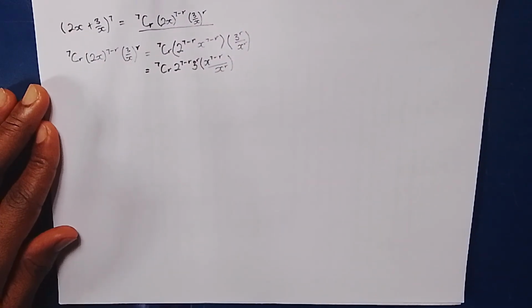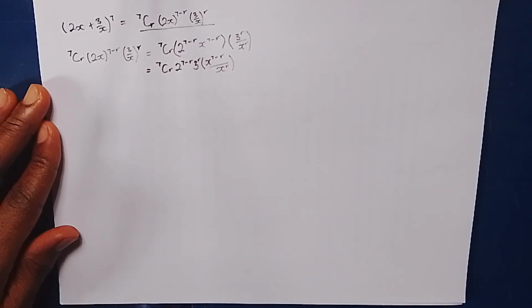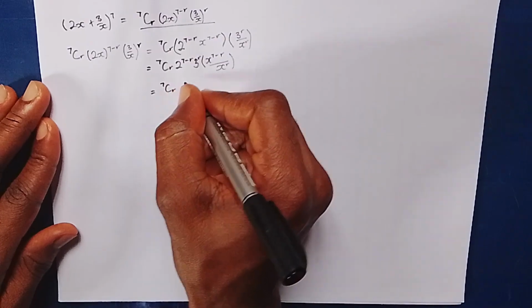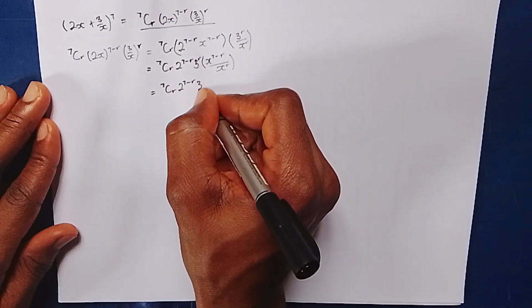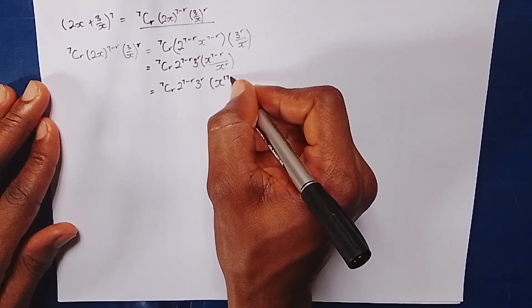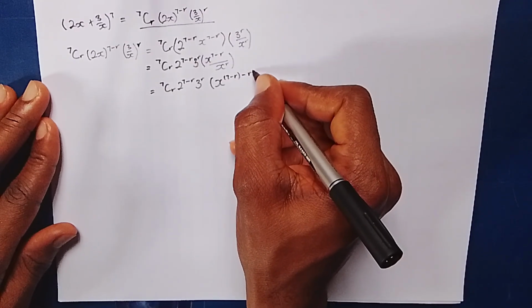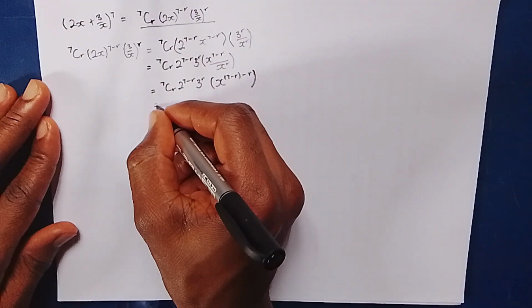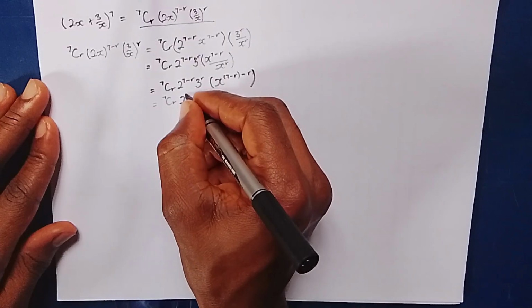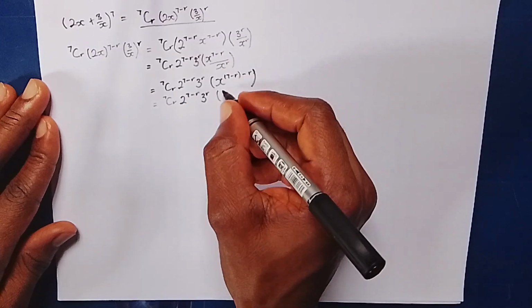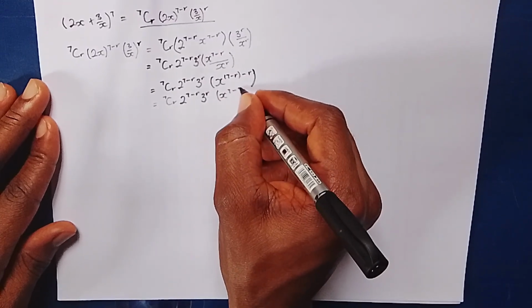Now remember from our laws of indices that in dividing two indices, we subtract the powers. So this is also equal to 7Cr, 2 raised to power 7 minus r, 3 raised to power r, and x. Since the bases are the same, we have 7 minus r minus r. So by the time you open that bracket, you have 7Cr, 2 raised to power 7 minus r, 3 raised to power r, and then x raised to power 7 minus 2r.